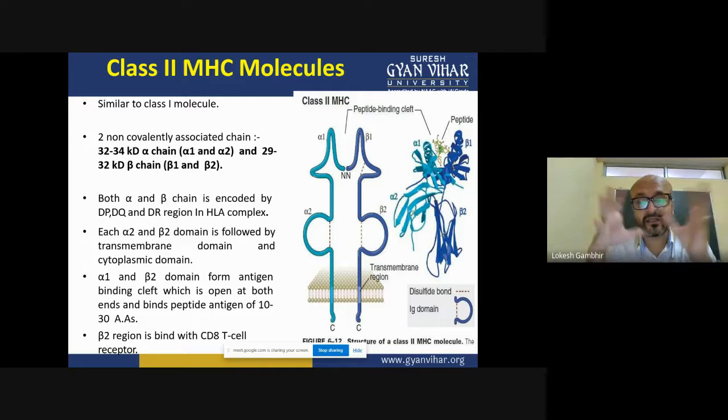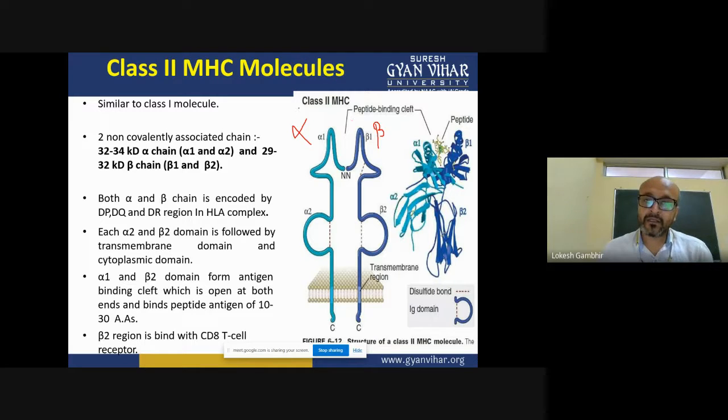So this is again a similar scenario, but what is the difference? See, it's also a heterodimer. Why? Because it is made up of alpha chain and beta chain. There are two polypeptide chains. So if two polypeptide chains are coming together, we are calling it a heterodimer.